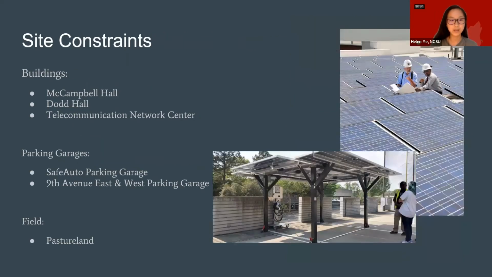Our final site includes a mixture of buildings, parking garages, and an open field. Naturally, our site constraints determine what type of PV systems we can place as well as the equipment we can use. For our buildings, we will be designing rooftop systems. For the parking garages, we will be designing carports, and for the field, we will be designing a ground mount system.